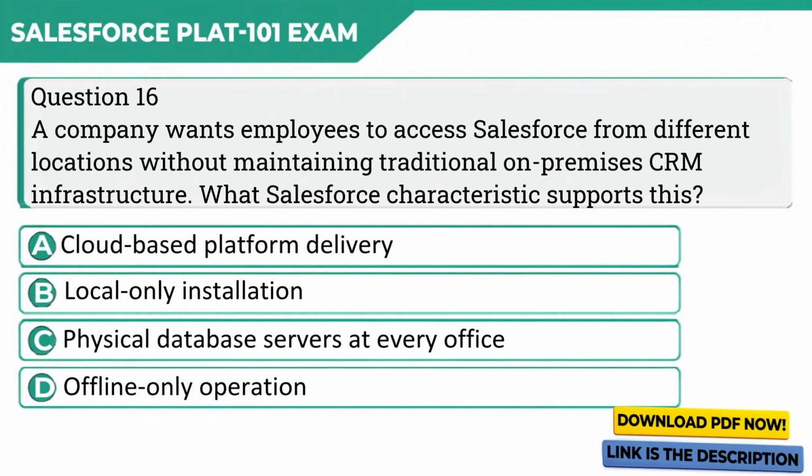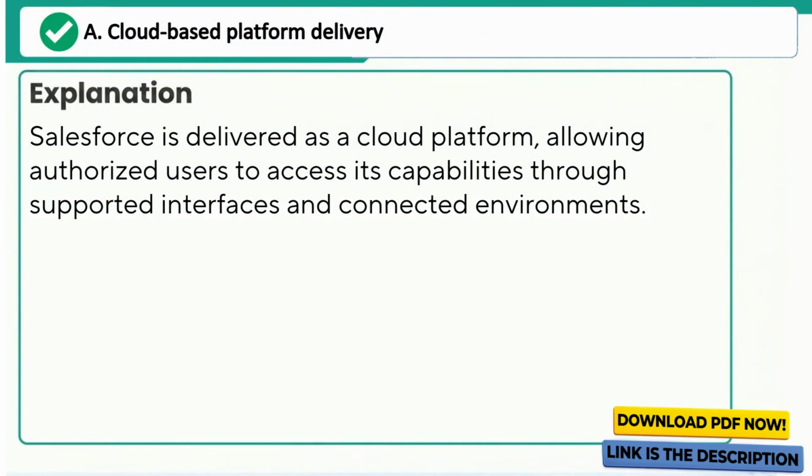Question 16. A company wants employees to access Salesforce from different locations without maintaining traditional on-premises CRM infrastructure. What Salesforce characteristic supports this? A. Cloud-based platform delivery. B. Local-only installation. C. Physical database servers at every office. D. Offline-only operation.